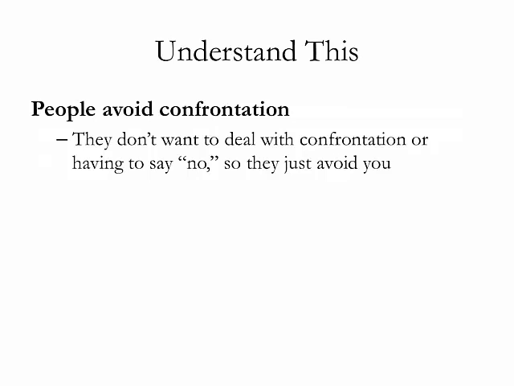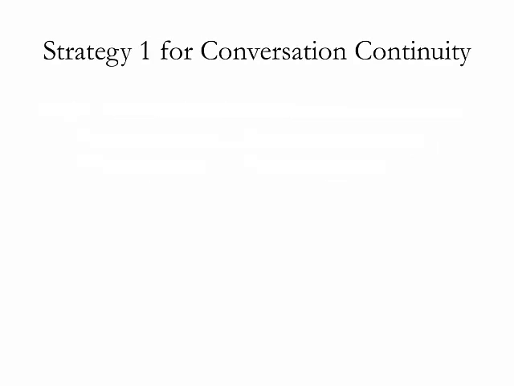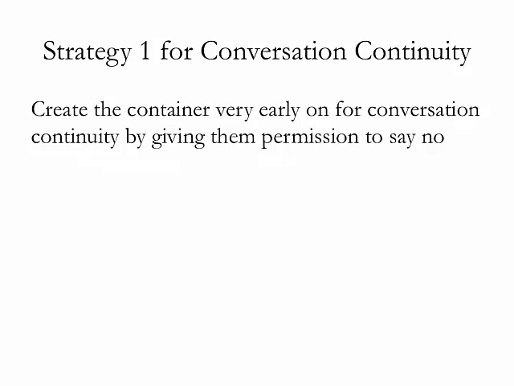Instead of dealing with confrontation or having to say no to something or telling somebody they're not interested, people just avoid you because they're often afraid of it. So the number one thing that you can do in order to preempt these situations where somebody's not getting back to you is creating a container very early on in the conversation for continuity, just by giving them permission to say no, or to say I'm not interested, or to say right now isn't the best fit.